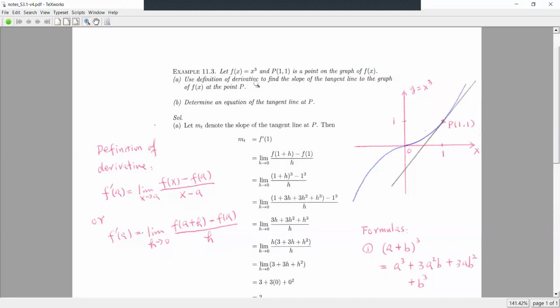Definition of derivative means these two formulas. These two formulas say that a derivative is a limit. The book calls these two formulas the definition of derivative. B, after we find the slope of this tangent line, then determine an equation of the tangent line at the point P.